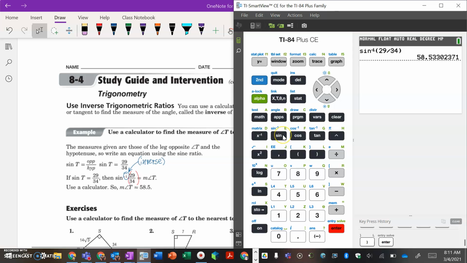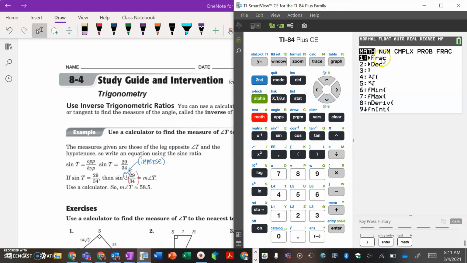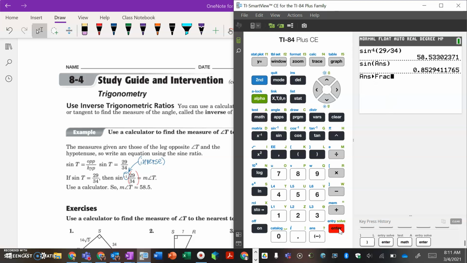Now, in order to check your answer, you can actually just simply do sine of the answer. Now you're not going to know what this decimal is certainly, but I'm going to go ahead and just confirm that if you use math, convert to fraction, it should at least be that particular fraction, 29/34. So it is true that the sine of 58.5330237 is 29 over 34. It's a nice way to check your final answer there.